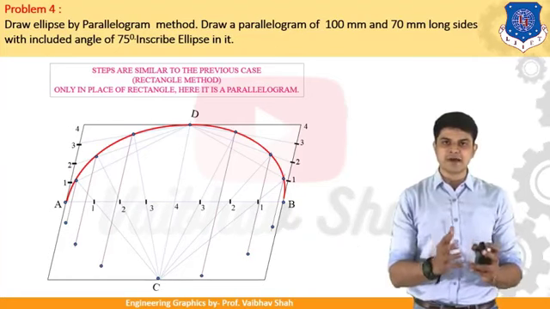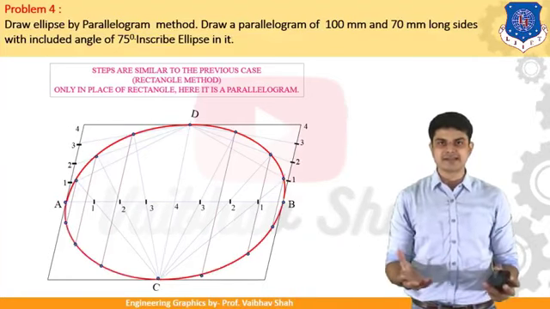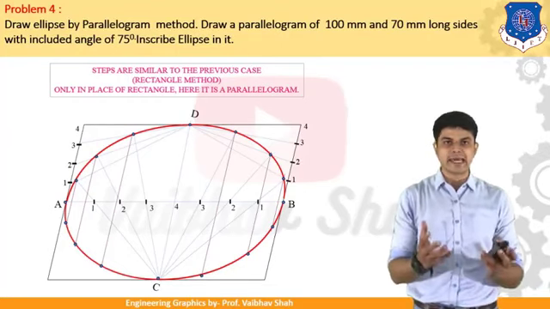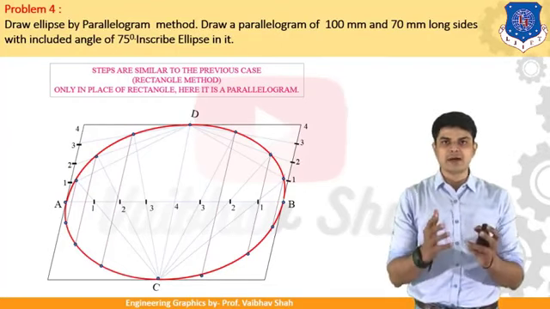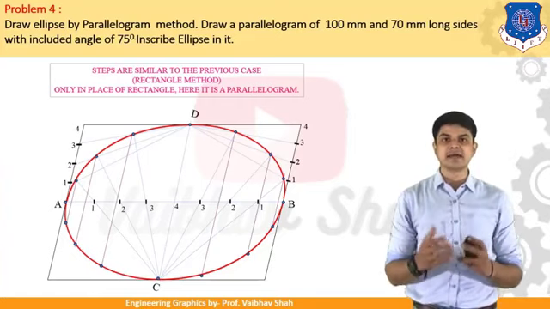Then after getting the points, you need to simply connect these points in order to get your ellipse done. So let us connect these points. This is nothing but what? Ellipse by parallelogram.